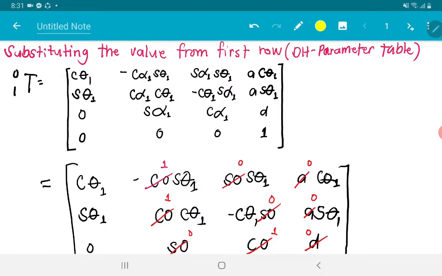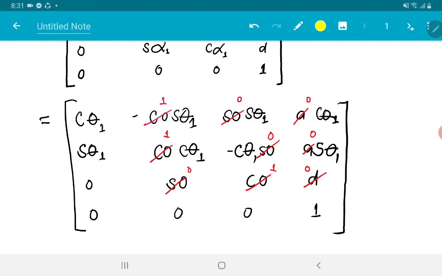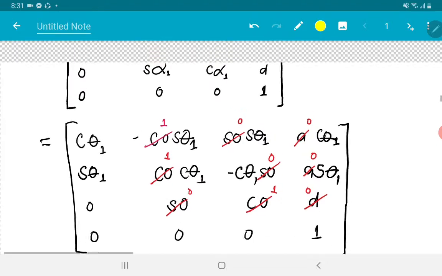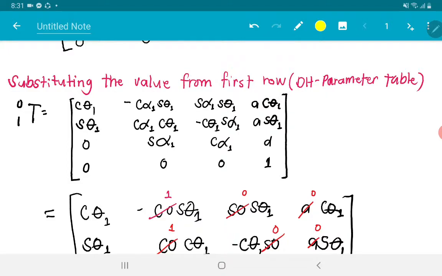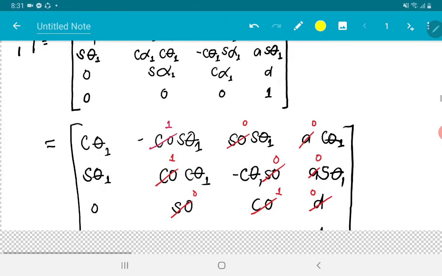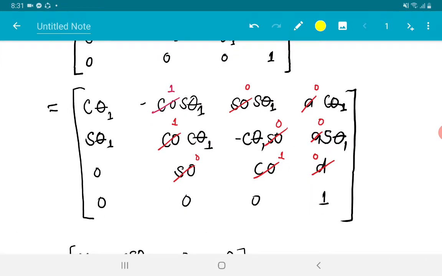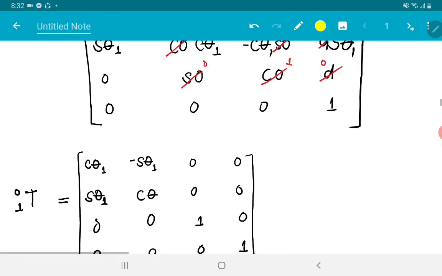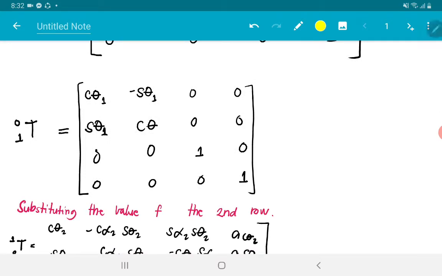So substituting each value, you would have this matrix. So substituting the value of alpha 1 and theta 1, as well as the value of d, which is equal to 0. So cosine 0 would be 1 times sine theta 1 in this part. So substituting the value of sine 0 as 0, then you will have this value of a matrix.